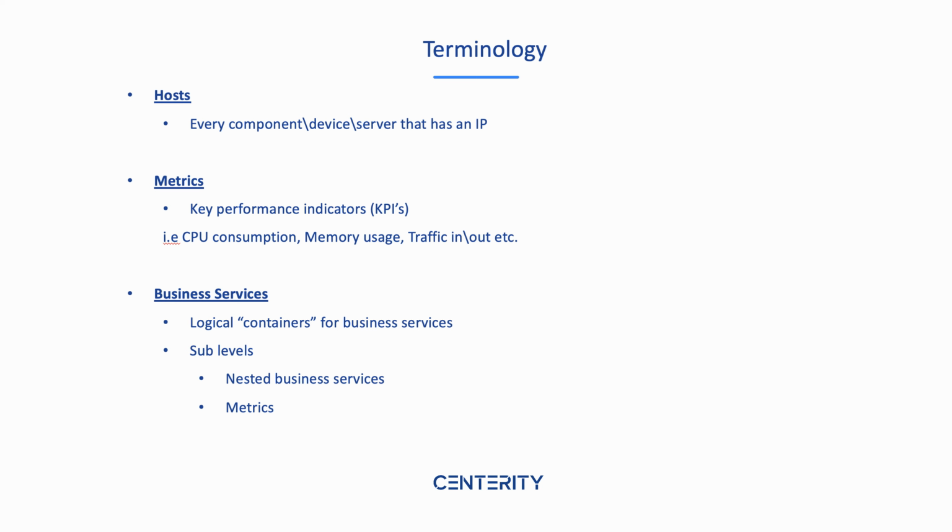Next we have metrics, which are key performance indicators or KPIs. These can be memory usage, traffic, database jobs, or just any component that we monitor on a host. And then we have the business service, which is the logical container that usually will contain a bunch of metrics that are related to different hosts, to different groups, and it just combines everything together. The BSM can also contain sub-levels, business services within business services, and so on.